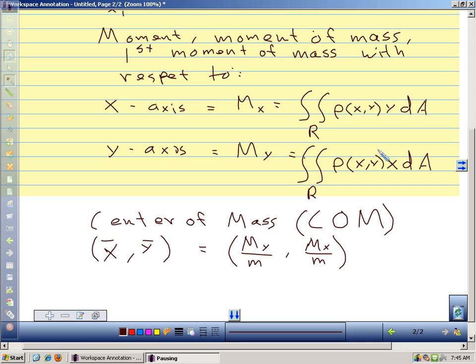Questions on how we come up with these? It's pretty straightforward. We're just plugging in our density function to find our mass, and weighting that mass by its distance from a particular axis to find our moments. Okay? Let's do a couple of examples, and then we'll talk about a second moment.